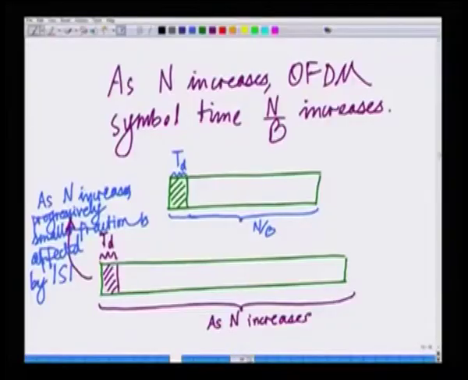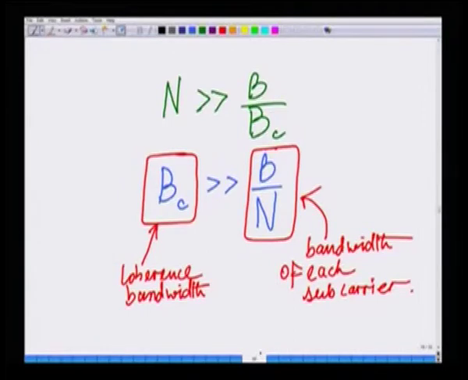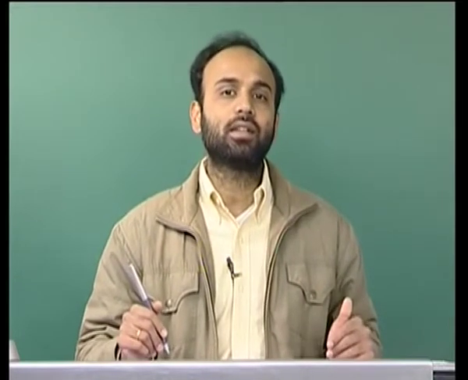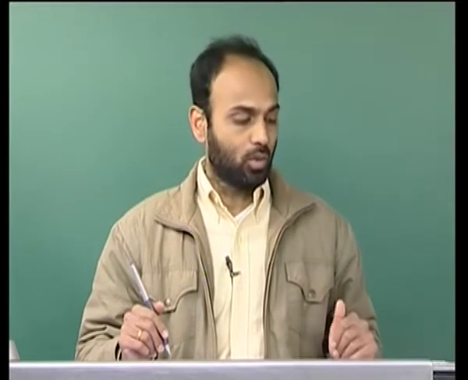And we also said that this essentially means that the bandwidth of each subcarrier, that is B over n, is much smaller than the coherence bandwidth, thus ensuring frequency flat fading across each subcarrier. That is the essential idea behind this OFDM system.